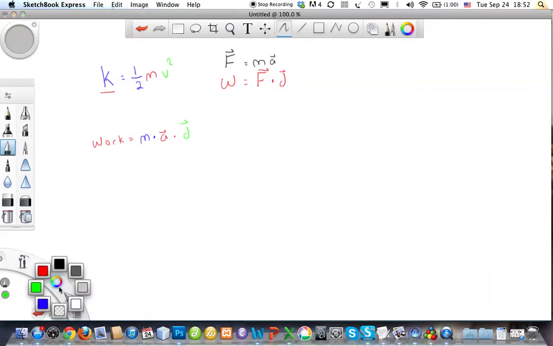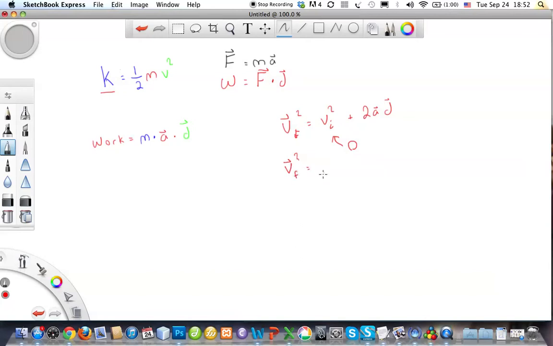And now we also know that our final velocity squared is equal to our initial velocity squared plus 2 times our acceleration vector times our displacement vector. Okay. Now, our initial velocity, we can safely assume it is equal to 0. Therefore, we get our final velocity squared is equal to 2 times acceleration times our displacement vector.